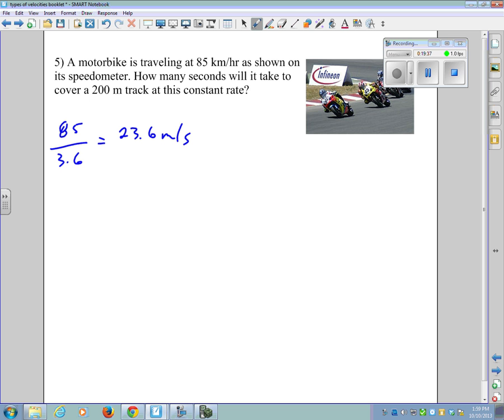Now I'm going to write V bar is equal to D over T. 23.6 is equal to distance 200 over time. Remember, these are the math things you've got to be able to solve in your sleep almost. T equals 200 divided by 23.6. How many decimal points?